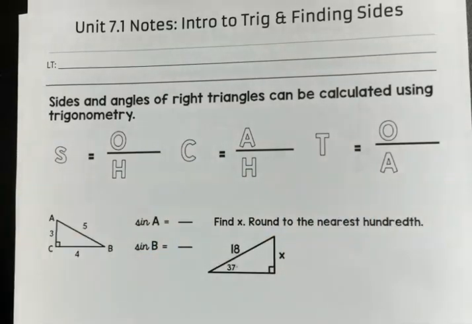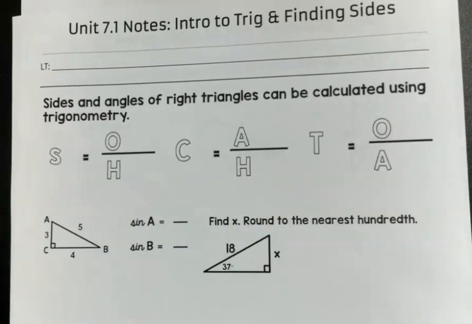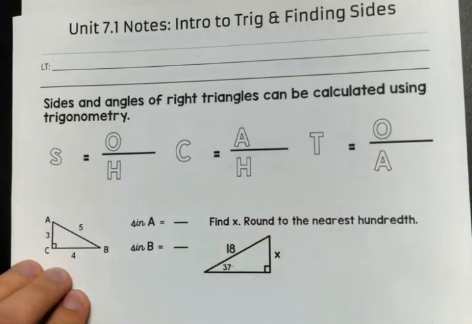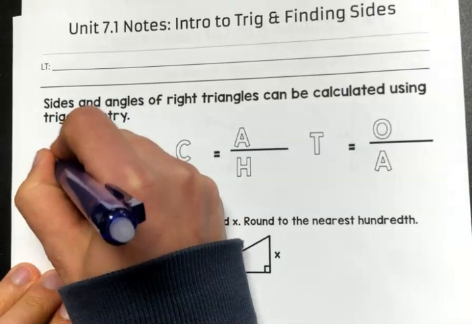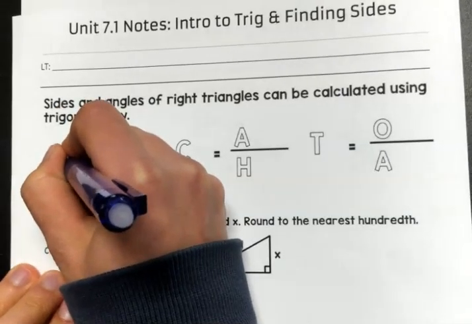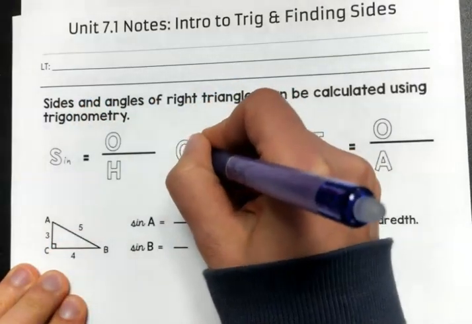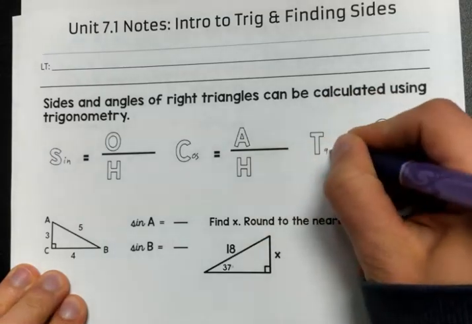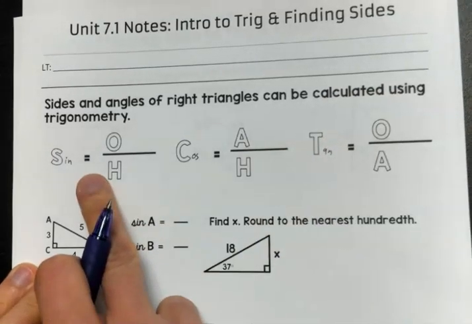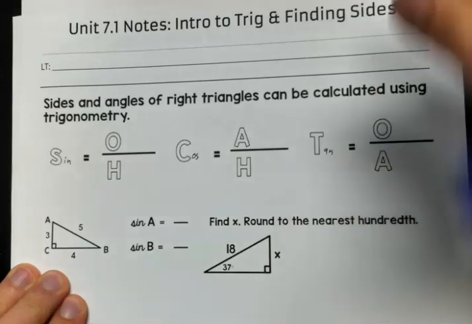SOHCAHTOA. Doesn't actually mean anything, it's made up. It's an easy way to remember these things. Well, we're trying to remember the actual words. We've got sine, cosine, tangent, okay? Sine, cosine, and tangent.